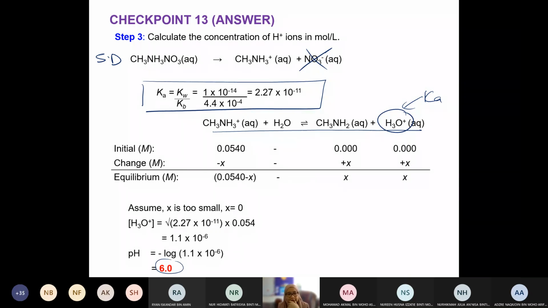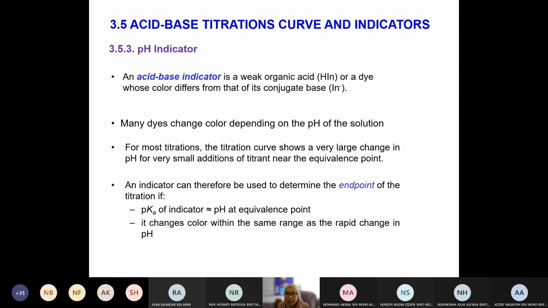Okay guys, alright. So that is all for the checkpoint. Any questions so far before we proceed to acid-base titration curve and indicators? Ada soalan? Tak ada, madam, clear. How about the rest? Clear, madam. No, madam.